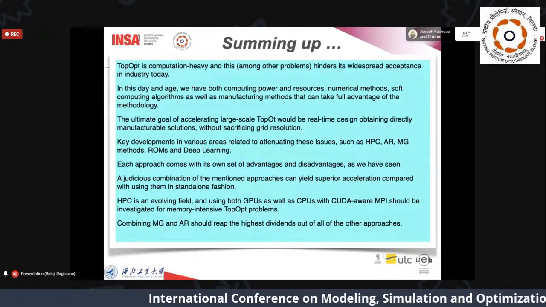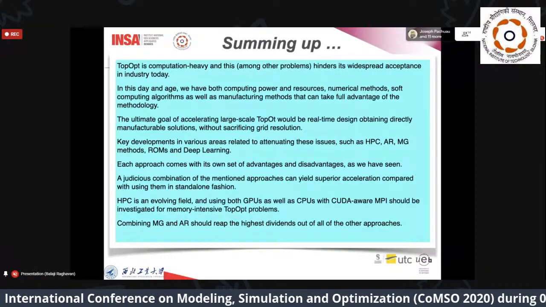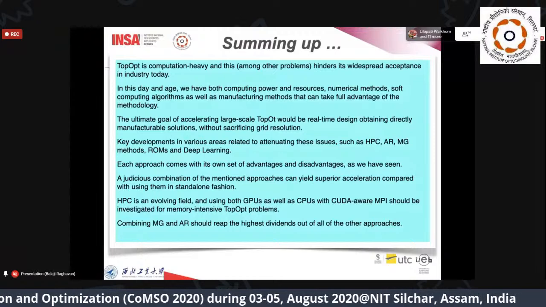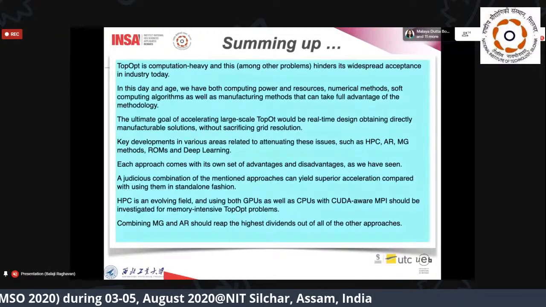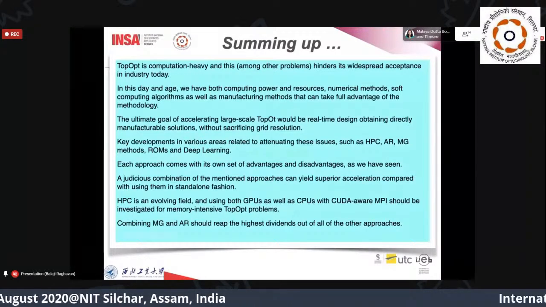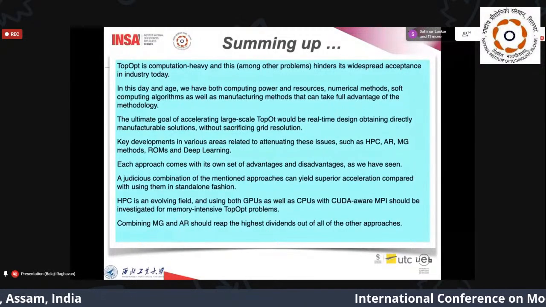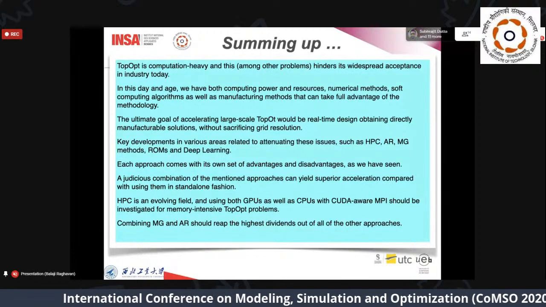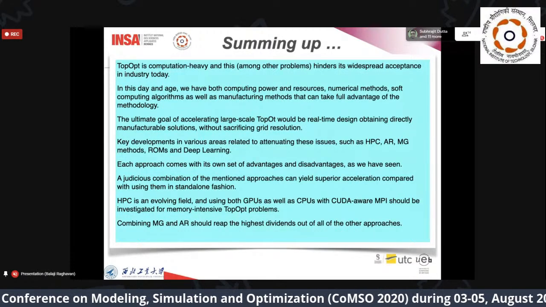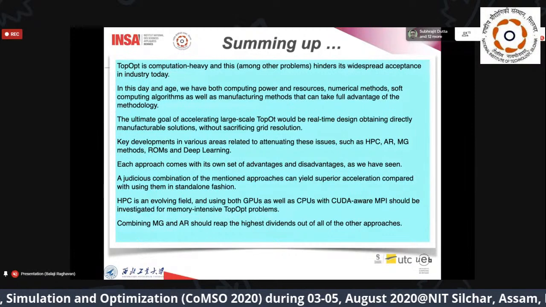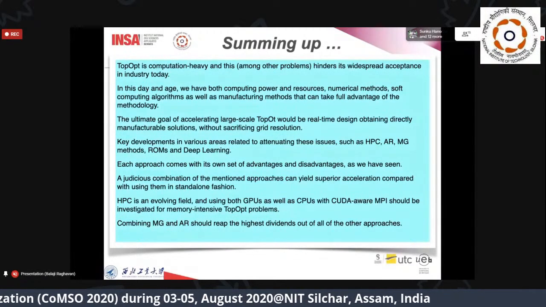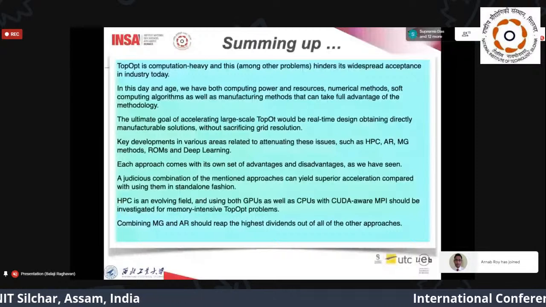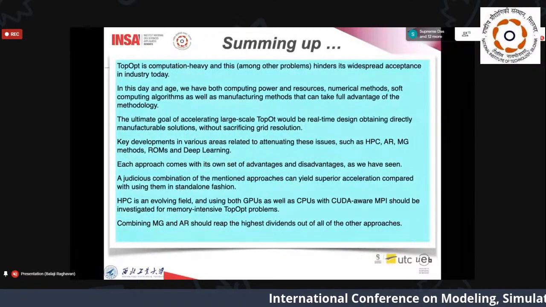And this, among a variety of other problems, is continuing to hinder its widespread acceptance in industry, despite the fact that ANSYS and most other commercial solver platforms do perform some kind of topology optimization. In this day and age, we have computing power and resources, and we have 3D printing, which is not necessarily the case with every country I'm aware of, that can take advantage of the methodology. The ultimate goal of accelerating large-scale TOPOP would be real-time design.